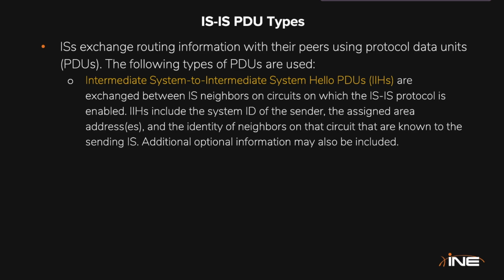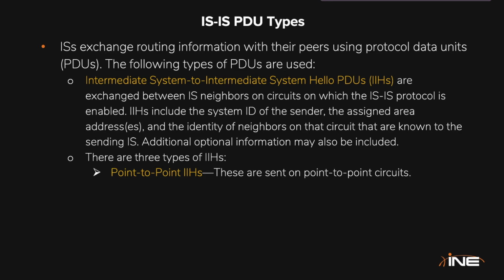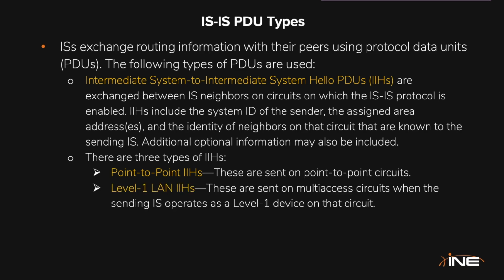IIH includes the system ID of the sender, it includes the area address, and contains the identity of the neighbor on that circuit. Additional information may also be included in your IIH hello PDUs. Now there are 3 types of IIH. We have point-to-point IIH. This is basically used when you have a point-to-point segment between 2 routers. We have level 1 LAN IIH. These are sent on the multi-access circuit when the sending IS operates as a level 1 device on that circuit. Basically, if you have a broadcast segment and you have routers that are running as level 1 routers, then you would see level 1 LAN IIH.